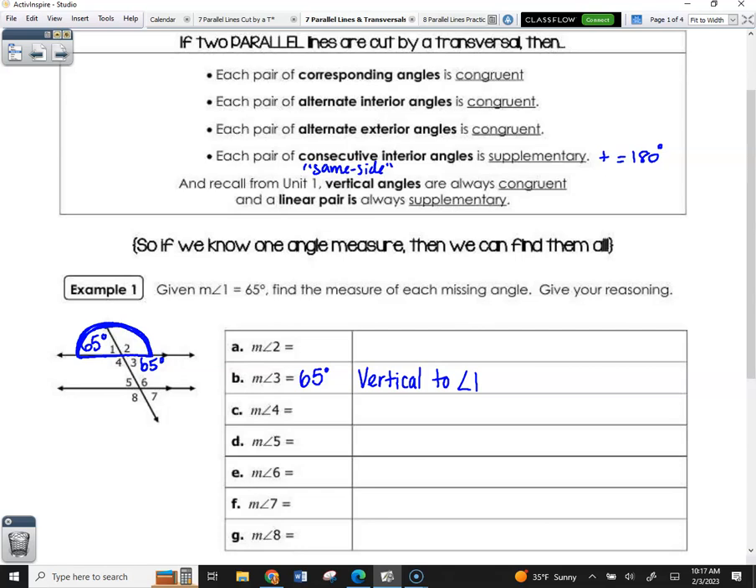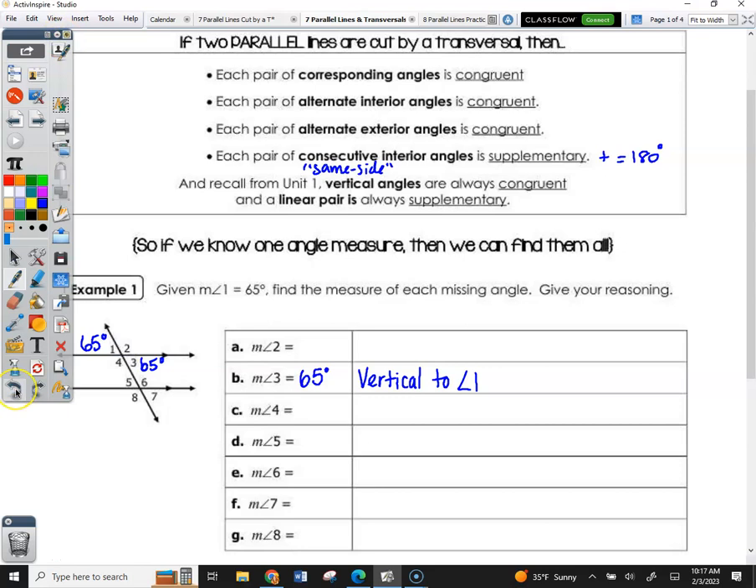If angle 1 is 65 and angle 2 is right next to it forming a linear pair, they have to add up to equal 180. So angle 2 can be found by subtracting 65 off of what number? 180. And what do you get? 115. So I'm going to go to where it says what's the measure of angle 2?